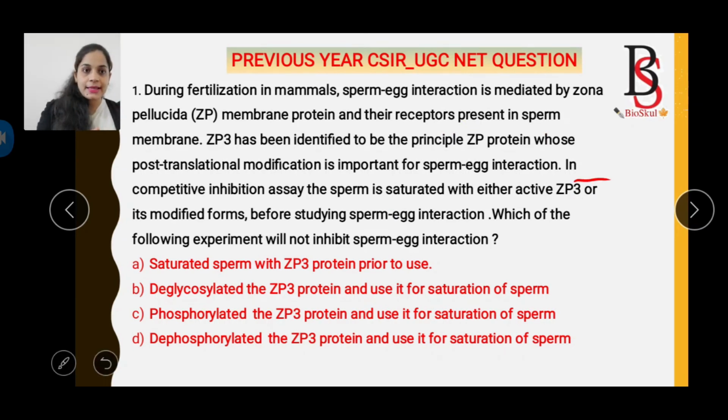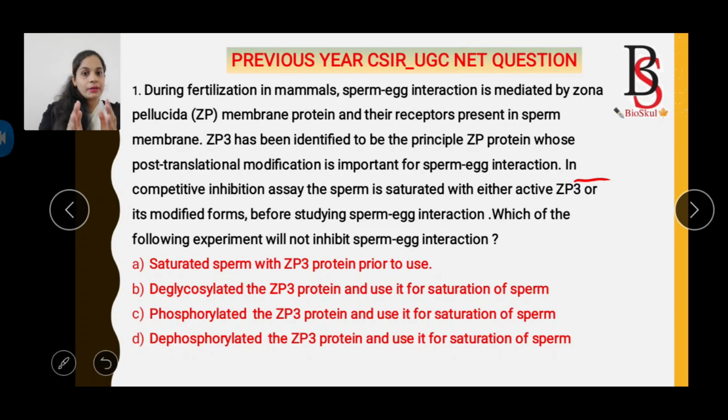Here is a previous year CSIR-UGC question. The question is, during fertilization in mammals, sperm-egg interaction is mediated by zona pellucida membrane proteins and their receptors present in the sperm membrane. ZP3 has been identified to be the principal ZP protein whose post-translational modification is important for sperm-egg interaction. In a competitive inhibition assay, the sperm is saturated with either active ZP3 or its modified form before starting sperm-egg interaction. Which of the following experiments will not inhibit sperm-egg interaction?